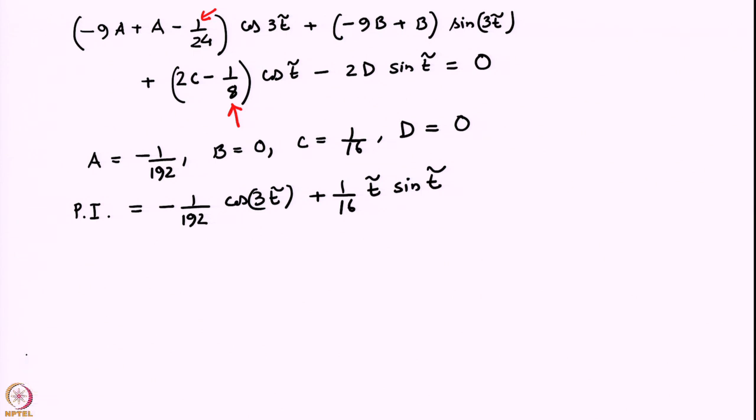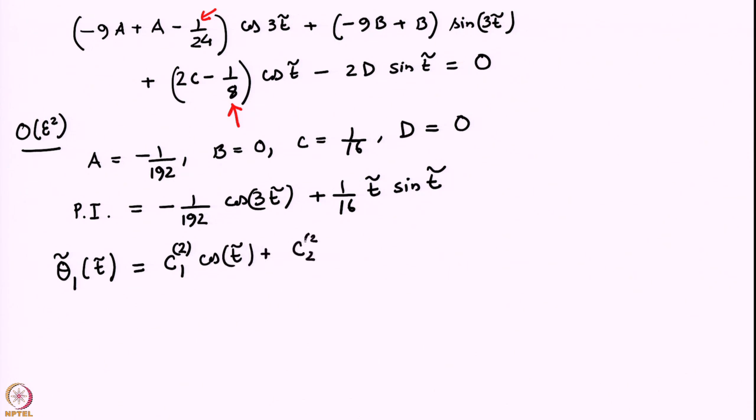So, this is only the particular integral. If I want to write down the most general solution for θ1(t̃), I have to add the complementary function also. The complementary function is just a linear combination of cos t̃ and sin t̃. So, the most general solution will look like, I am again following the same pattern. This calculation is at order epsilon square, so there will be a subscript 2 for every constant of integration. So, this is my complementary function.